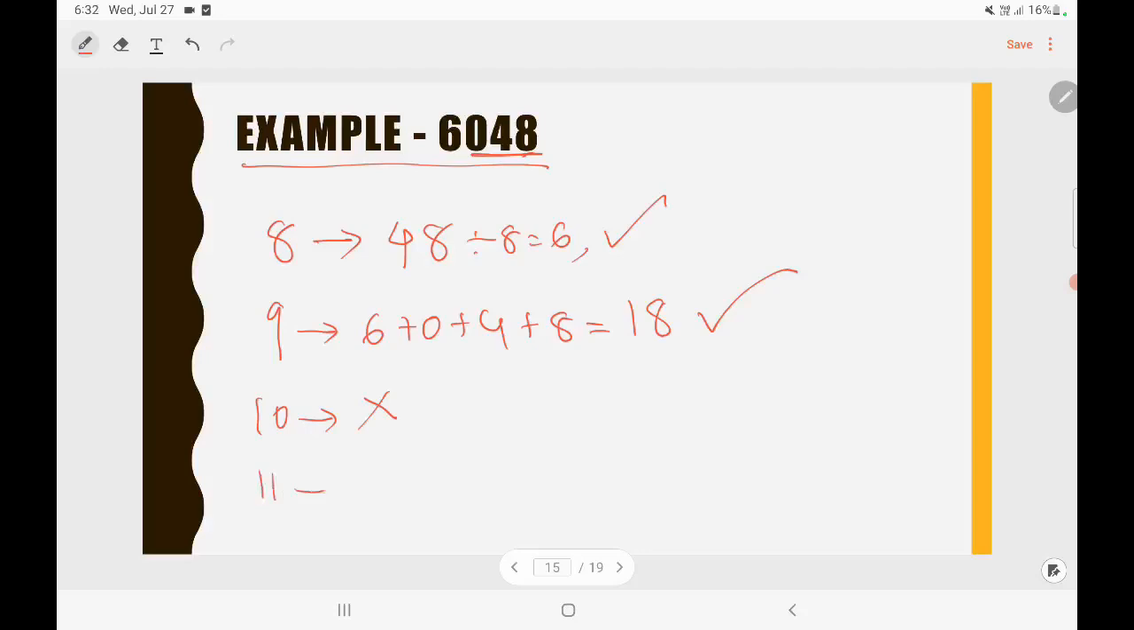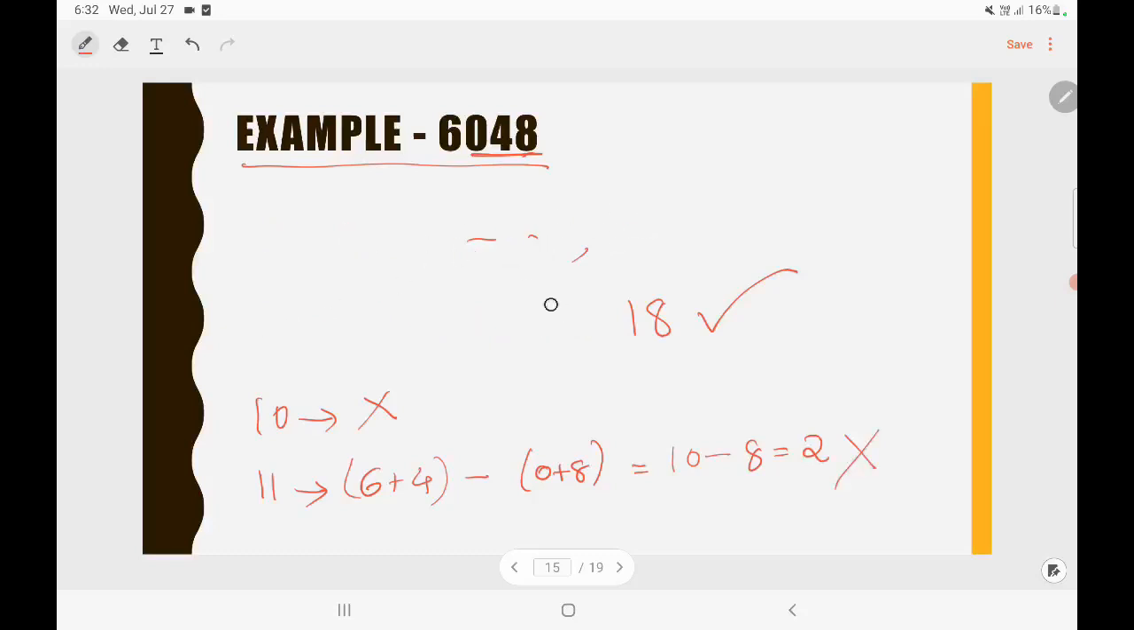For 11, what you need to do? You need to take the sum of alternate numbers. That means we need to check 6 plus 4 minus 0 plus 8. That is, 6 plus 4 is 10, 0 plus 8 is 8. You will get 2. Is 2 divisible by 11? No, 2 is not divisible by 11. Therefore, 6048 is also not divisible by 11.